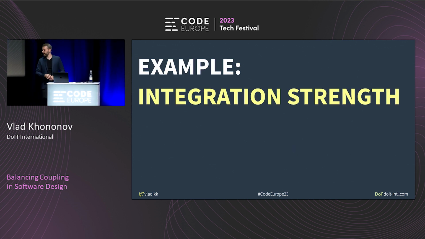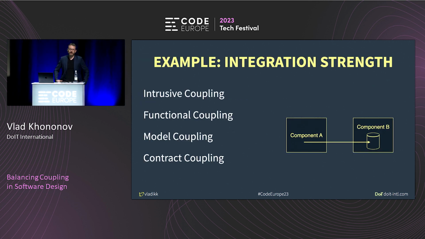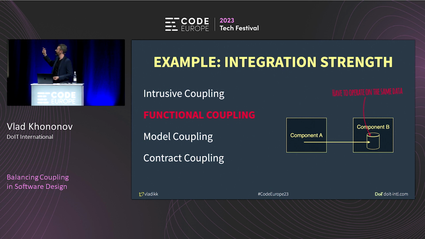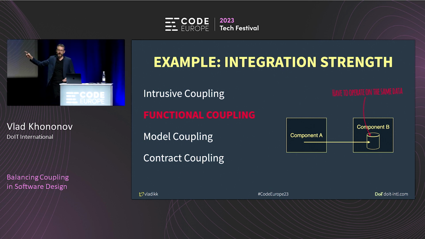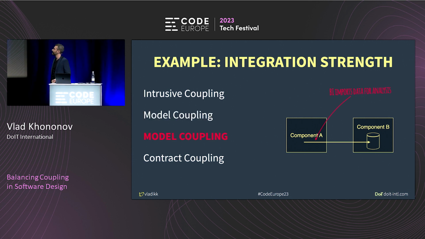Now, we still have 3 minutes. Let's quickly go through an example of integration strength, because usually we say that sharing a database between two microservices is a big no-no. However, it all depends, right? It depends. So let's see a few examples. First one, let's say the component B that owns the database is not aware of that integration taking place. That's intrusive coupling. Next, let's say that they decided that they're going to use the database for integration, because otherwise they have no reasonable way to synchronize their data. We're getting here a functional coupling.